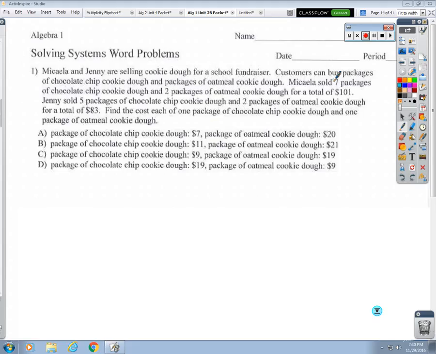Here we go. Yesterday we started learning a method, a procedure for solving word problems. It was known as rules.